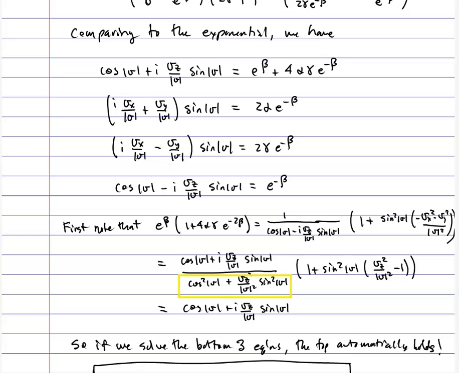And we find that this combination, e to the beta plus 4 alpha gamma e to the minus beta, is equal to cosine v plus i vz over v sine v. But that's what it needed to be in order for this factorization to work. So that means that we've gotten everything to work.